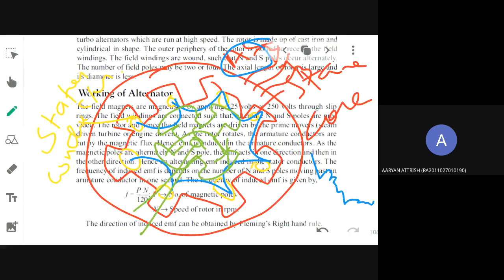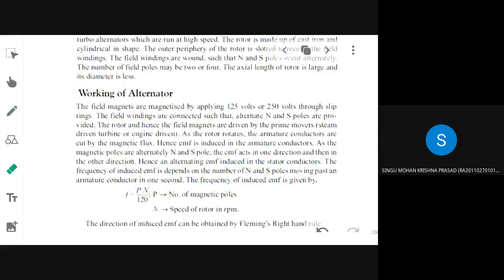So what is the energy conversion that happens in an alternator? Mechanical to electrical or electrical to mechanical? Synchronous generator or alternator, generator means always what energy conversion happens? Mechanical to electrical. So this is how a synchronous alternator operates.